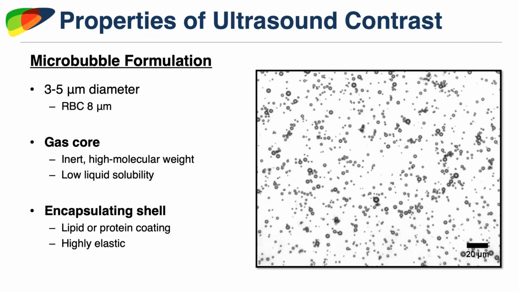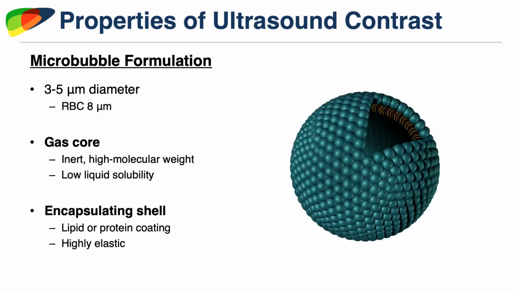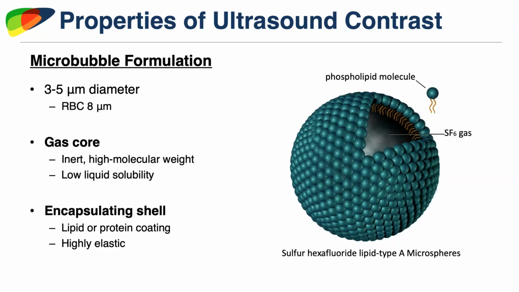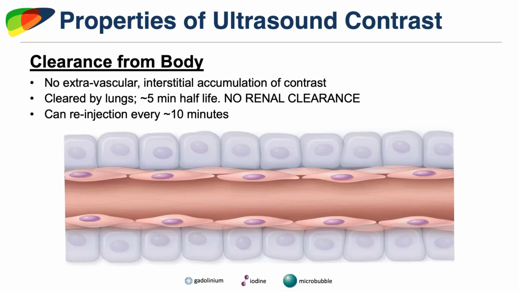So what are these contrast agents? Well, instead of being small molecules, these are particles, fairly large particles, about the size of red blood cells, about 3 to 5 microns. They consist of a gas core, usually a fluorinated, insoluble, high molecular weight gas, encased by a phospholipid or protein shell. The diagram here is showing you Lumason or SonoVue, filled with sulfur hexafluoride gas and encased in biocompatible phospholipids.